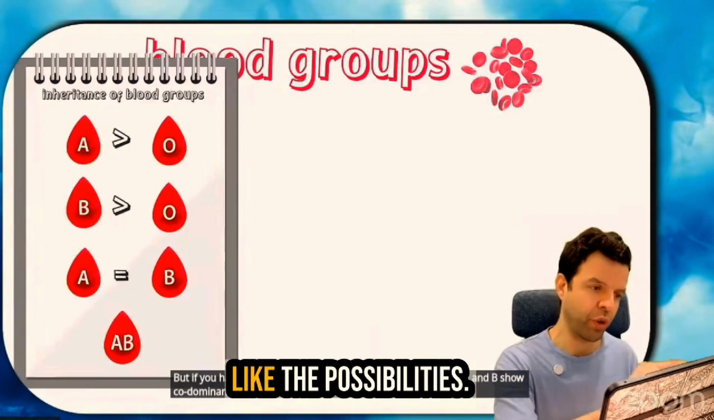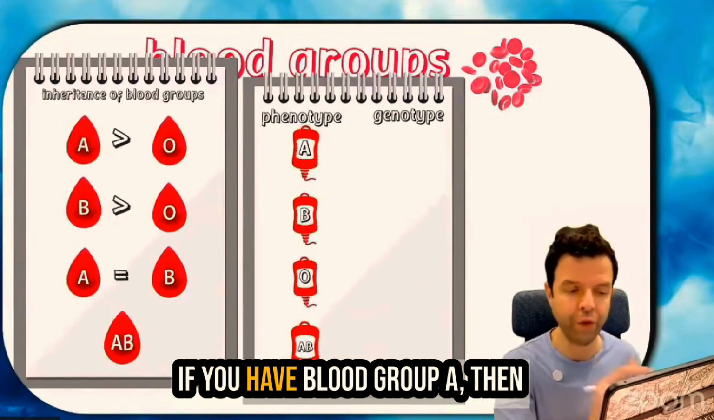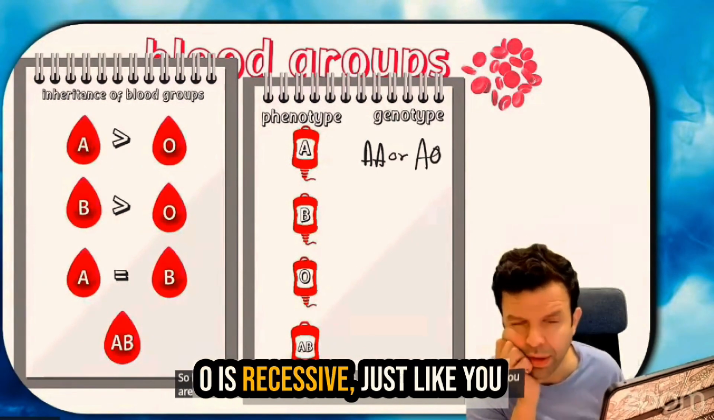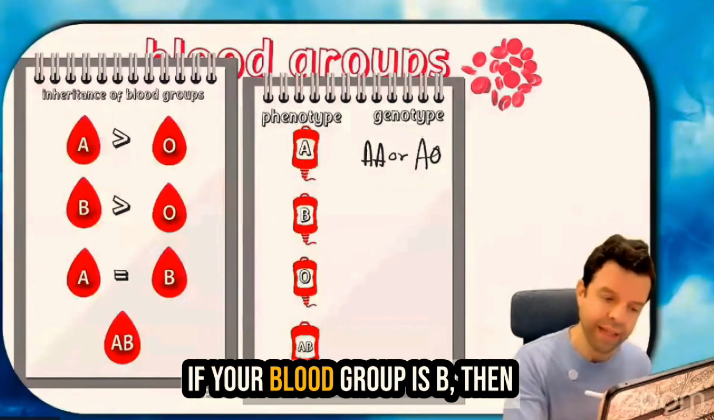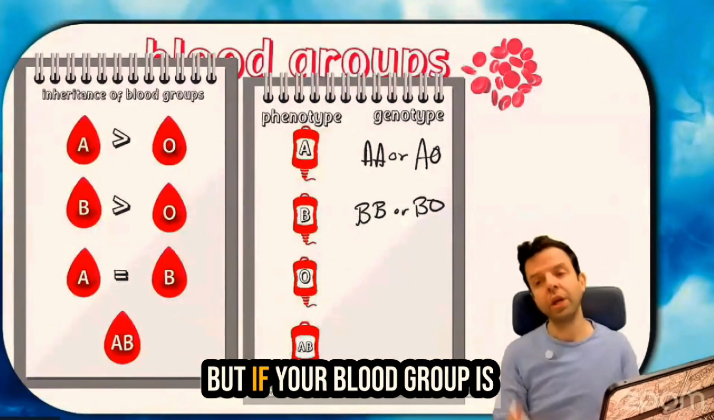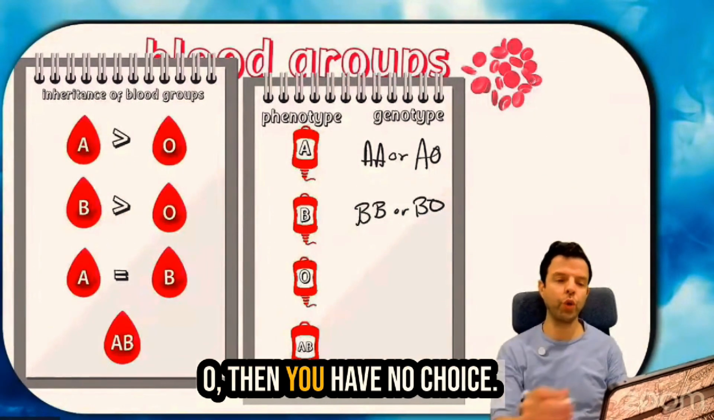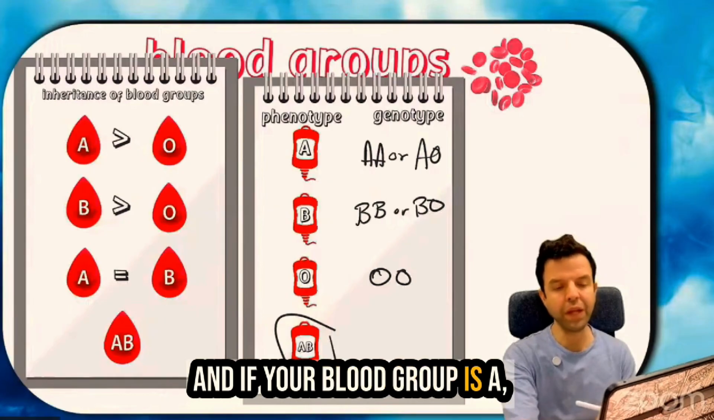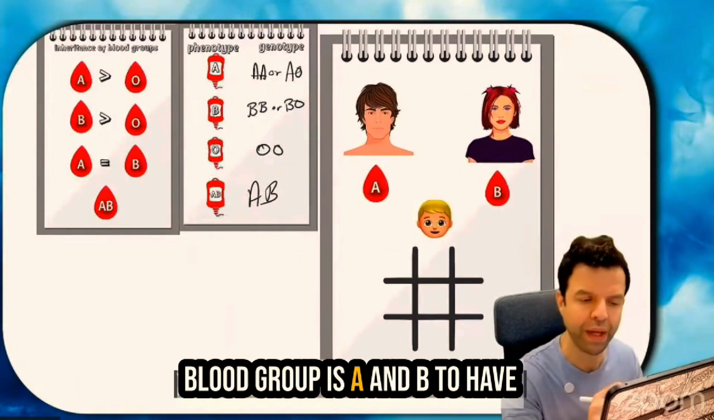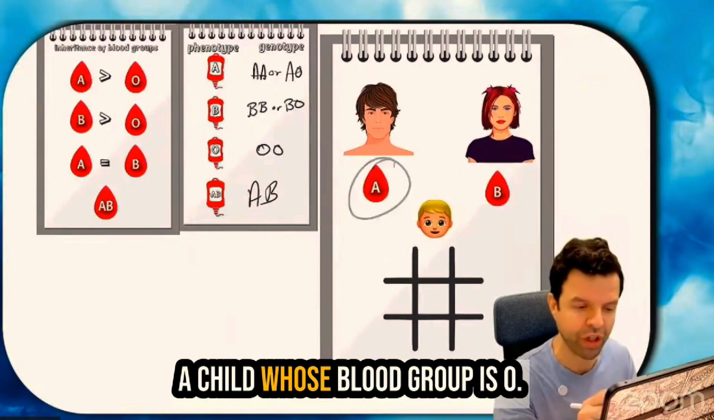So let me show you the possibilities. If your blood group is A, then you are either AA or AO, because O is recessive. Just like if you have brown eyes, right? If your blood group is B, then you are either BB or BO. But if your blood group is O, then you have no choice. And it's possible for parents whose blood groups are A and B to have a child whose blood group is O.